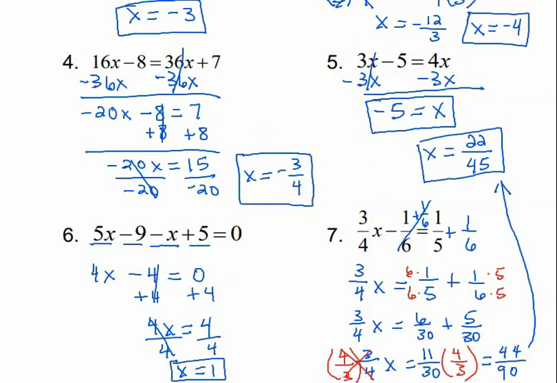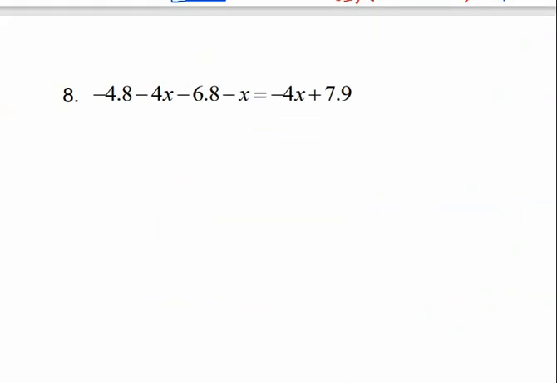All right, we have one more that we're going to look at. And this one contains decimals. Okay, so we need to combine like terms because we have some x's and we have some constants on the same side of the equation already. So let's do that. My -4x and my -1x would give me a -5x. And then the -4.8 and -6.8, I'm going to add those together because they both have the same sign.